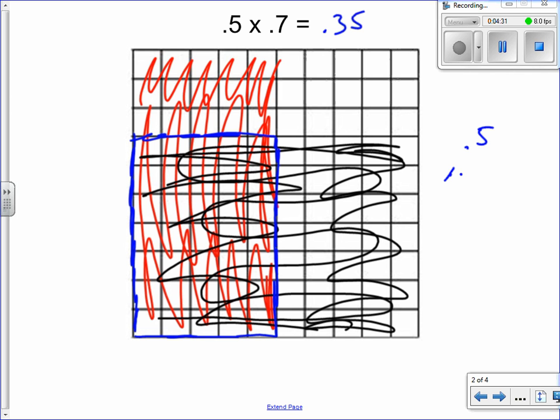5/10 times 7/10. 7 times 5 is 35. Okay, now you ask yourself, where do you put your place value? Well, I have one place value to the right of the decimal here. I have another place value to the right of the decimal here. So I need 1, 2 over here. Boom, my decimal goes right there. And that's multiplication of decimals.